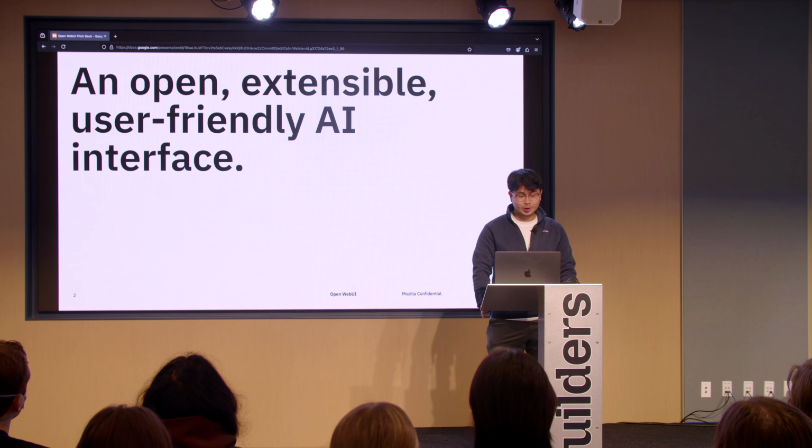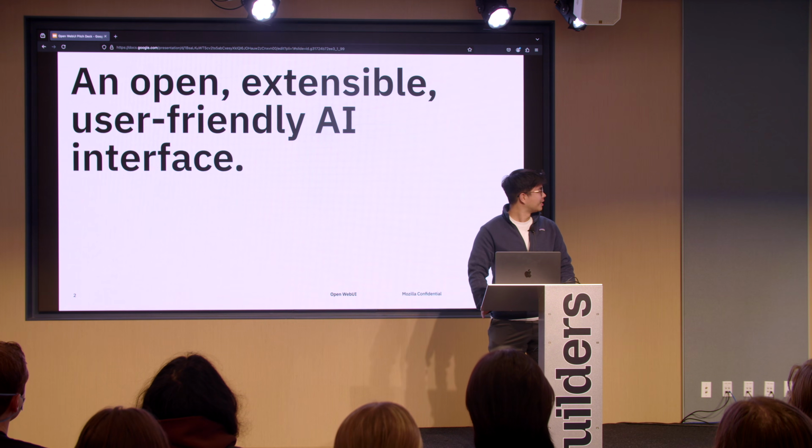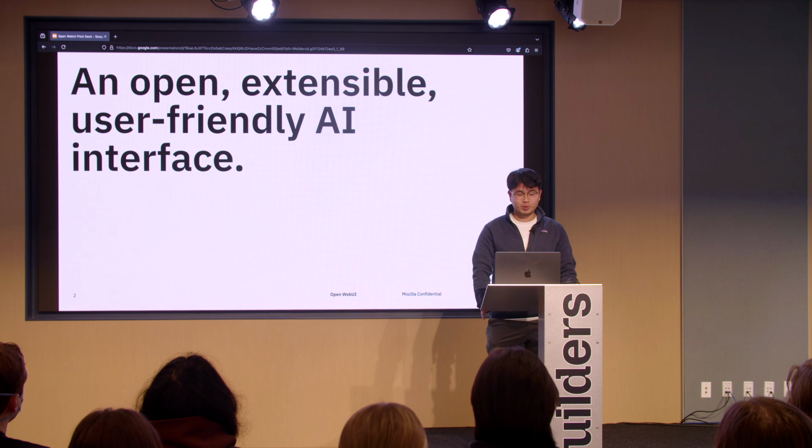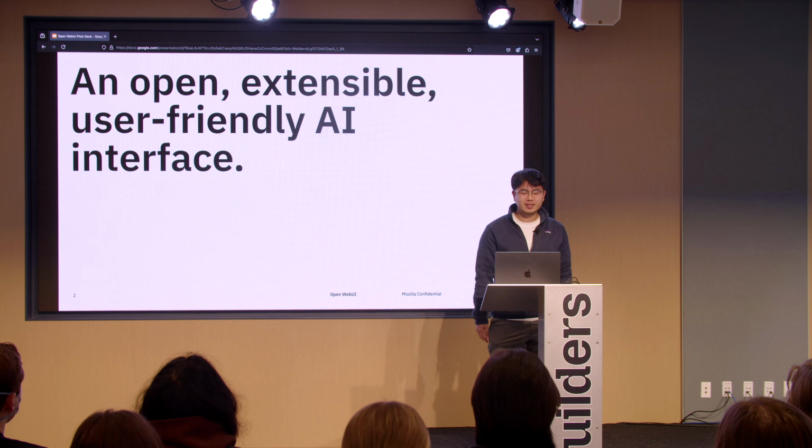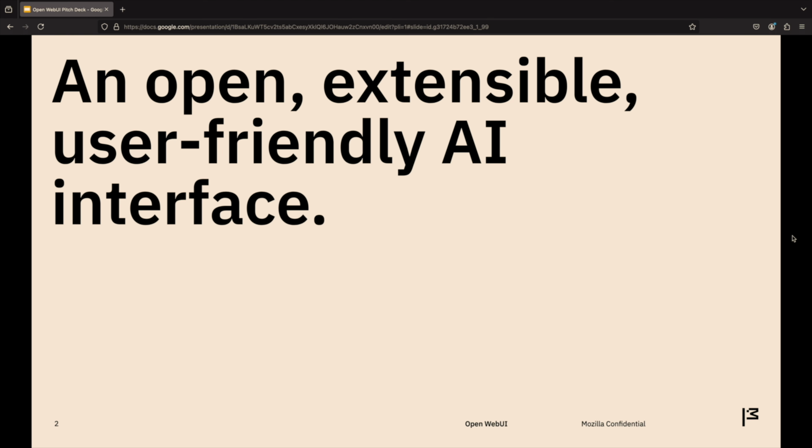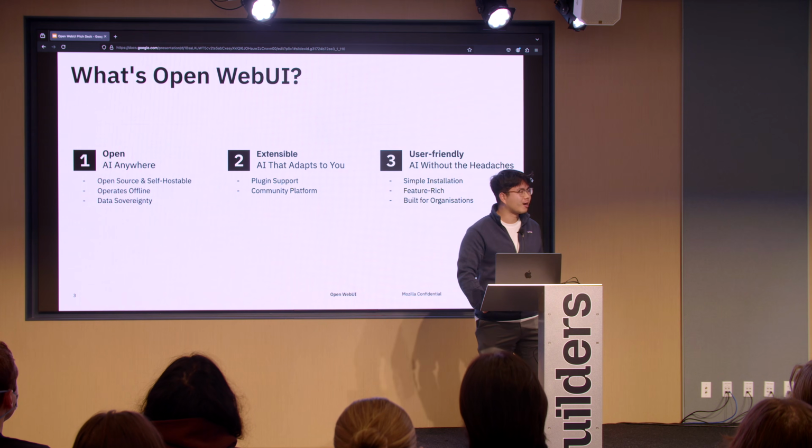I'm Tim from WebUI, and we're building an open, extensible, and user-friendly AI interface. This initiative started off as a side project of mine because at the time of the creation, we had the exact opposite. We only had platforms that were closed, not extensible, and not so user-friendly. And those are the main three areas for improvements I've identified and addressed within our project. So what does that all mean?